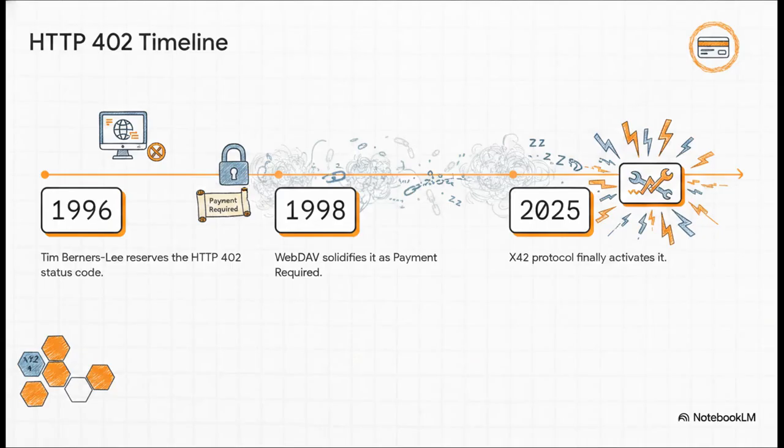Look at this timeline. It's honestly kind of mind-blowing. Back in 1996, internet pioneers like Tim Berners-Lee actually reserved the HTTP 402 status code. Why? Because they totally saw a near future where native web payments would be a thing. By 98, WebDAV explicitly solidifies it as payment required. And then, crickets. Literally nothing happens. It's astonishing, right? This foundational piece of web architecture just gathered digital dust while tech giants failed to scale it. It just sat there empty until the X42 protocol finally stepped in and breathed life into it in 2025.